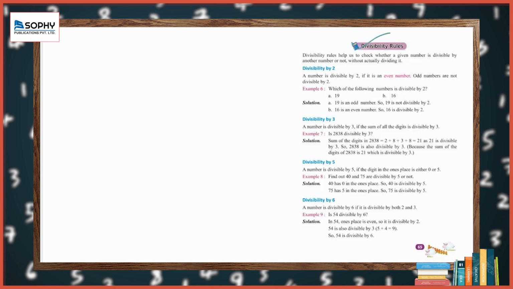Next is our divisibility rule, students. Divisibility rules help us to check whether a given number is divisible by another number or not, but without actually dividing it. Let's start with the divisibility by 2, students. A number is divisible by 2 if it is an even number. Odd numbers are not divisible by 2. For example, students, which of the following number is divisible by 2? 16, because 16 is an even number and 19 is an odd number, so not divisible.